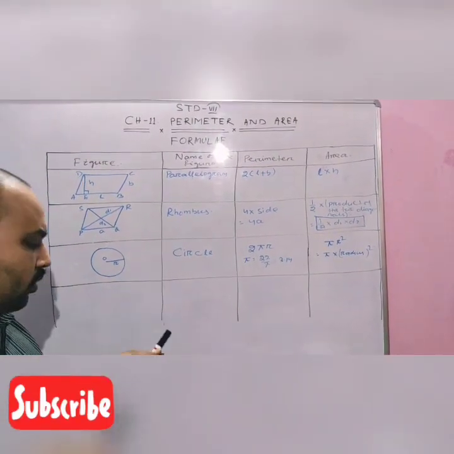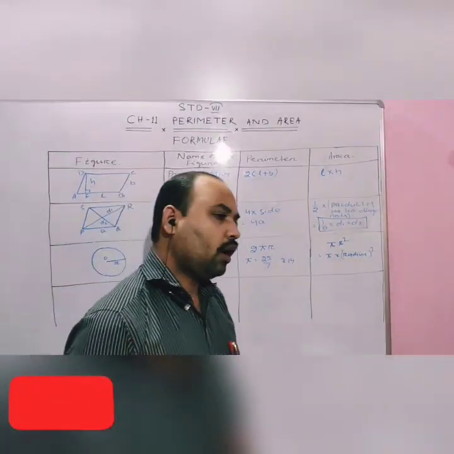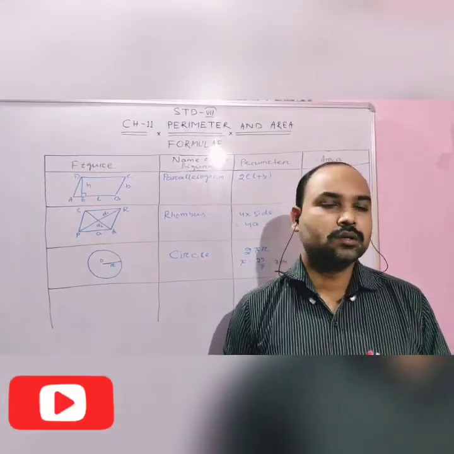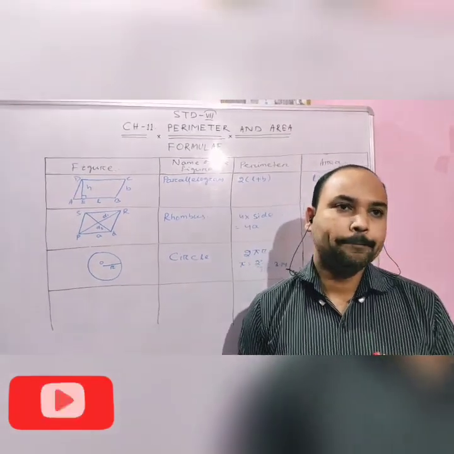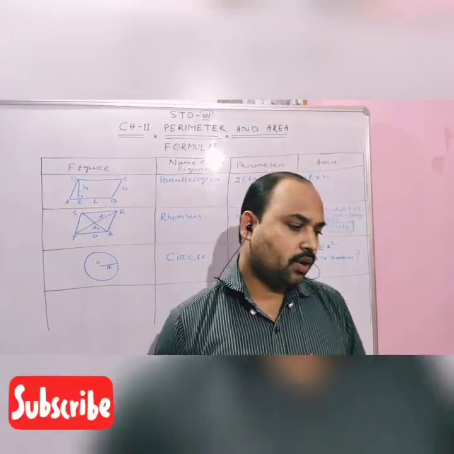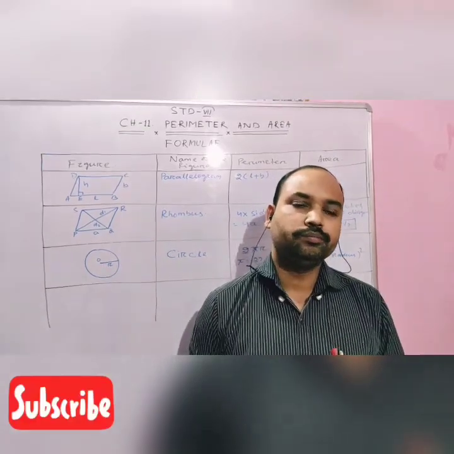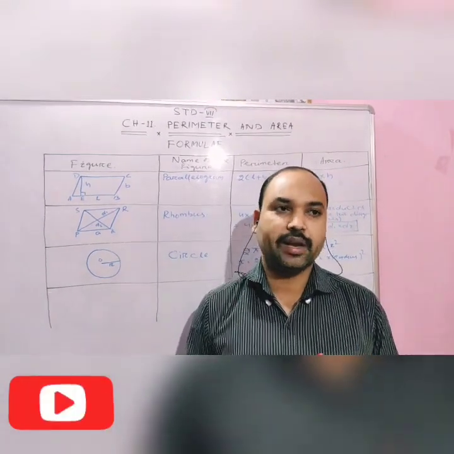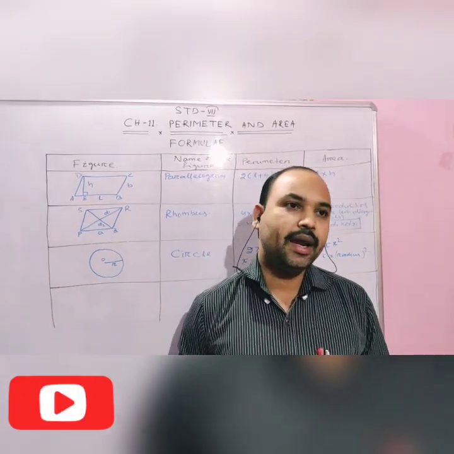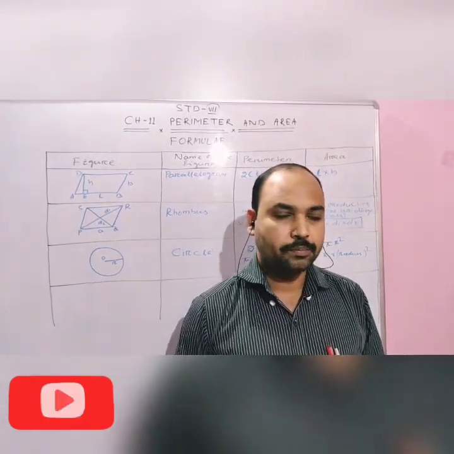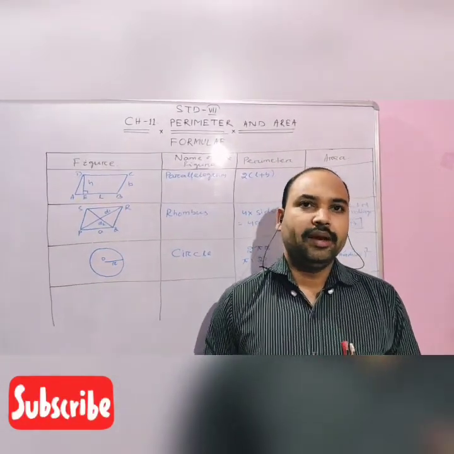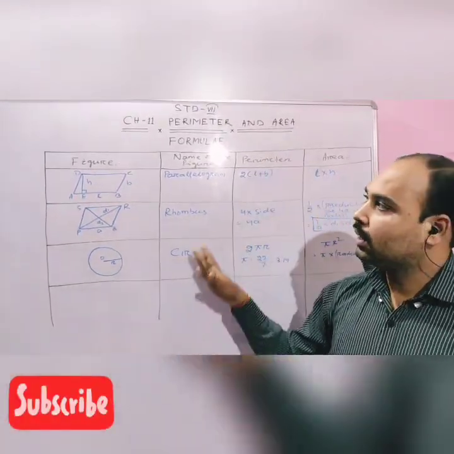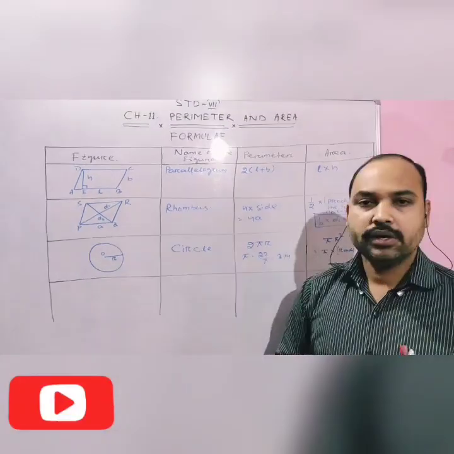Okay. So in this video you learned about the perimeter and area formulas of some closed figures. In my next video we will discuss how to find the area and perimeter of closed figures, and in which way we have to find them. So in this video I gave the introduction to the perimeter and area chapter.